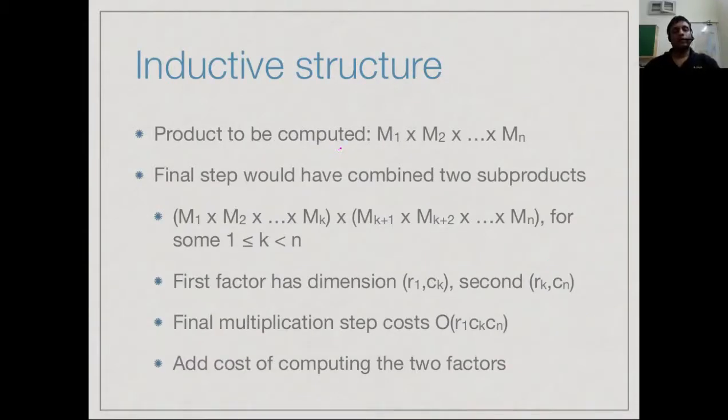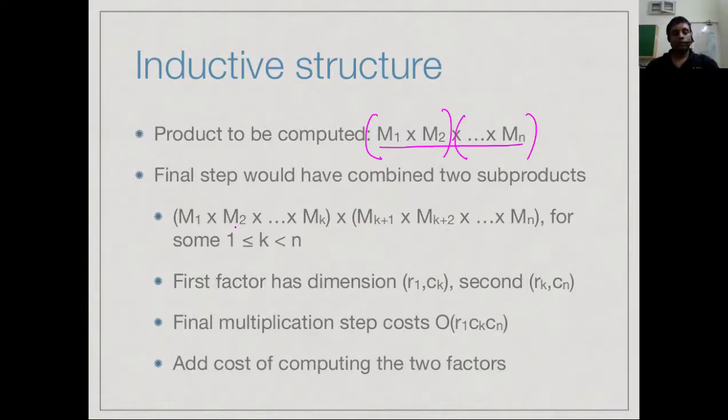So let's try and identify the inductive structure in this problem. So our goal is to compute this long product M1 to Mn. But remember that at every stage we can only multiply two matrices at a time. So at the final stage, we would have multiplied two such matrices. Now we can regroup by bracketing, but we cannot reorder. So when we did the final stage, we would have had two groups, right? So we would have done some product from the left to the midpoint and some product from the midpoint to the end, right? So for some k, we would have computed M1 to Mk and Mk plus 1 to Mn.